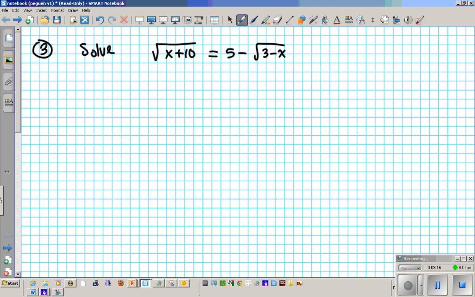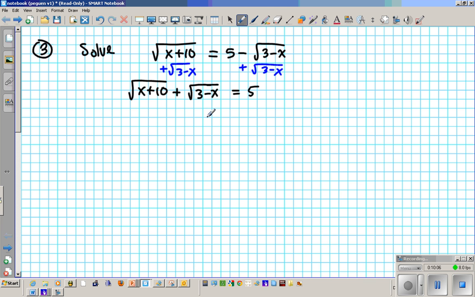In this case, you basically want to isolate the radicals and square them to get rid of them. If a radical shows up, you do the same thing again. So we have two radicals here. Let's put them on the same side. I'm going to take this whole term and move it to the left side. So I need to add the square root of 3 minus x to both sides. So I'm going to have the square root of x plus 10 plus the square root of 3 minus x equals 5.